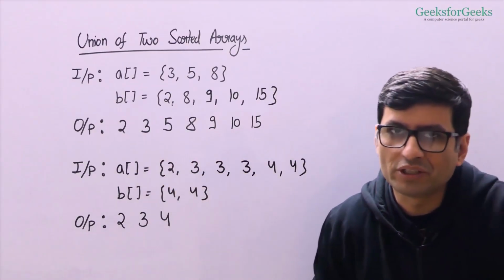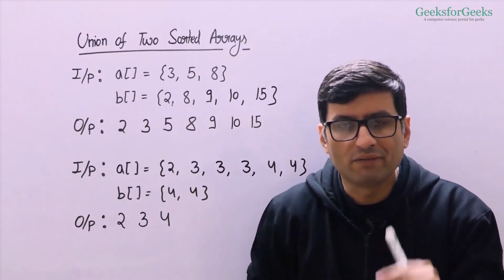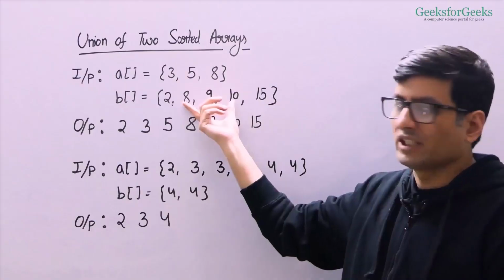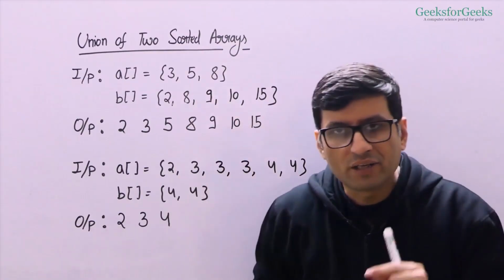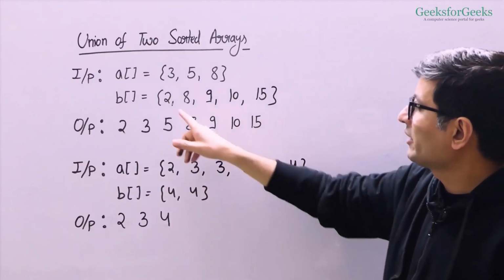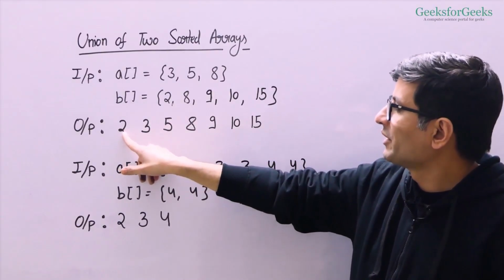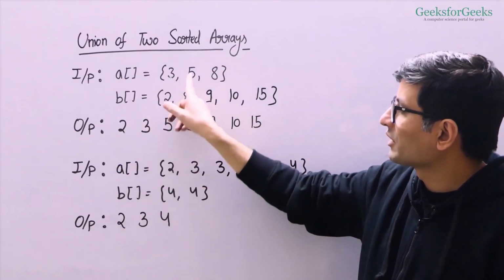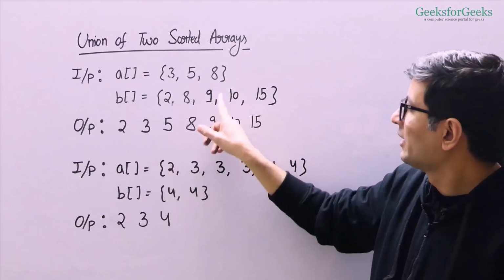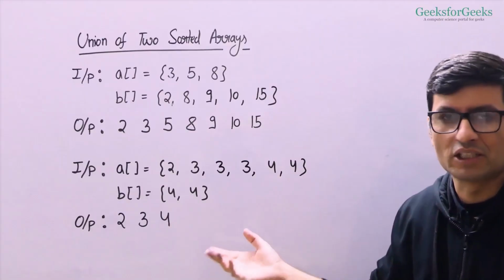Now what do we mean by union? We need to print every element which is present in both the arrays. All the elements of array 1 and all the elements of array 2. And we need to print every element exactly once. For example, here 2 is the smallest element, then we print 2, 3, next is smallest 5, 8. 8 is there in both of the arrays, but we print it once. 9, 10, 15, we print these elements also.